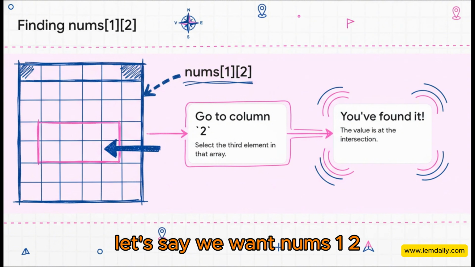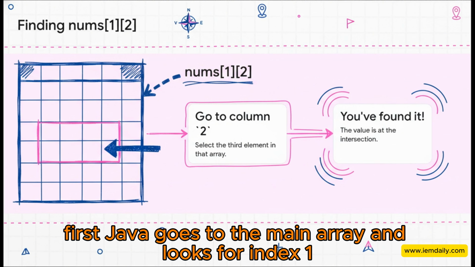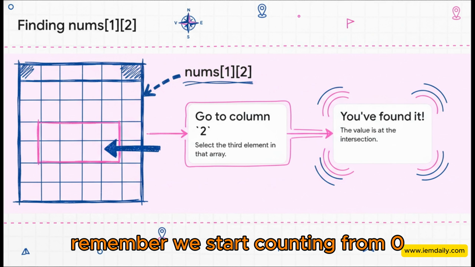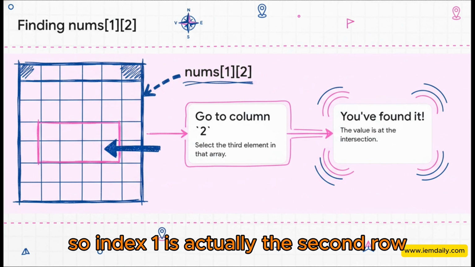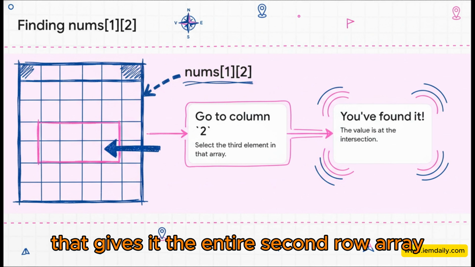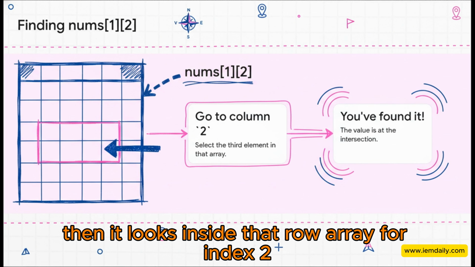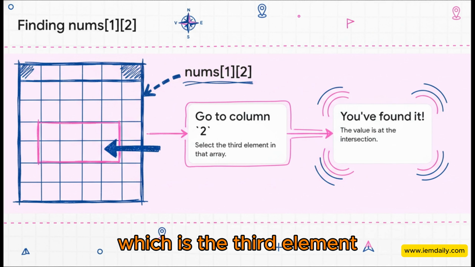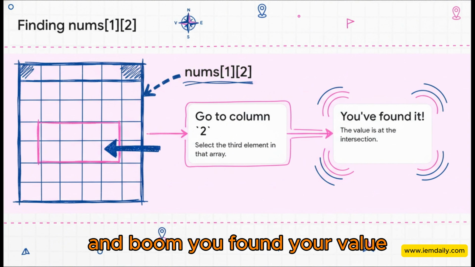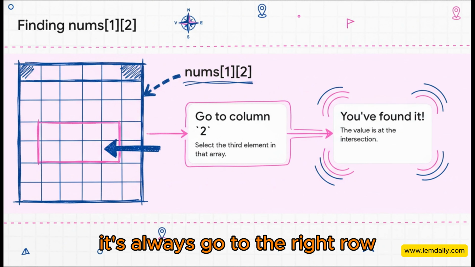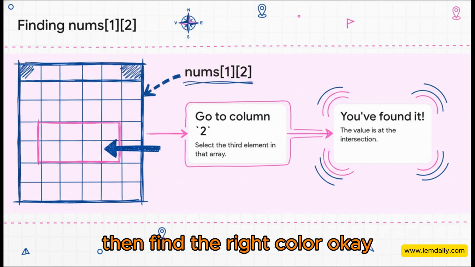Let's say we want nums[1][2]. First, Java goes to the main array and looks for index 1. Remember, we start counting from 0, so index 1 is actually the second row. That gives it the entire second row array. Then it looks inside that row array for index 2, which is the third element. And boom, you've found your value. It's always go to the right row, then find the right column.